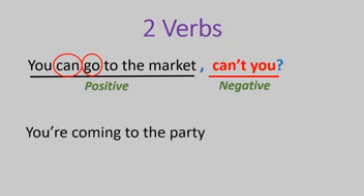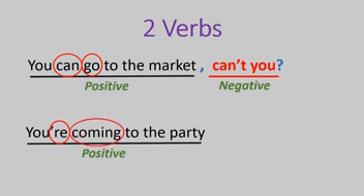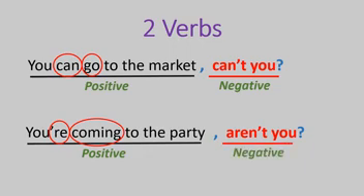Your second example. You're coming to the party. Again, this particular sentence is positive, right? We do not have any negative words in this statement. And what are the two verbs? Are, coming. You're is the short form of you are. So are is your first verb, coming is your second verb. And we have already seen that we have to change the auxiliary verb, the helping verb, are, into its negative form. So the question tag becomes, comma, aren't you, right? Aren't you? This question tag is negative. So are changes to aren't and you remains you because it's already a pronoun. We do not need to change it.